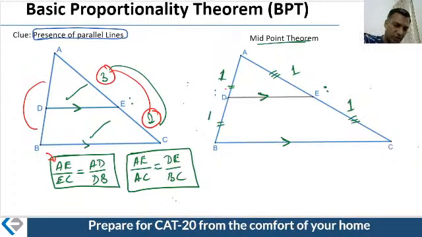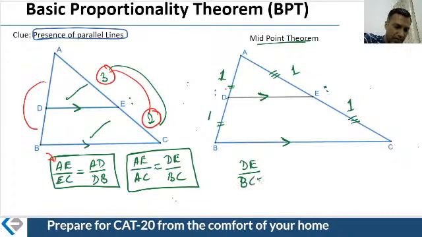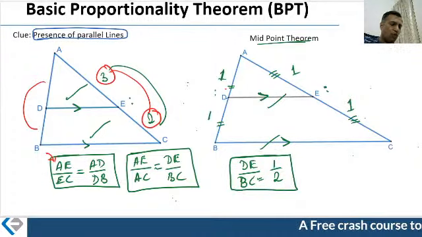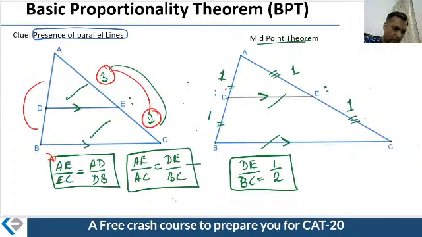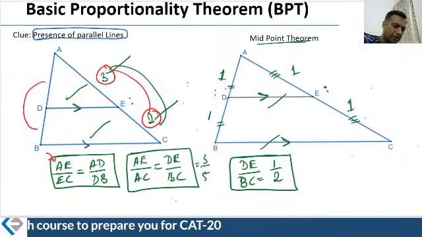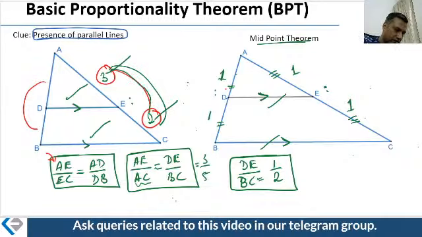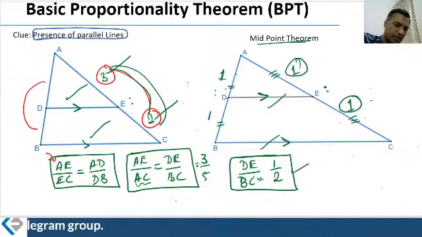By applying the same information, you can say that DE divided by BC would be in the ratio 1:2. Here we didn't know about DE is to BC because that depends on these numbers. In this question, this is nothing but 3 divided by 5, because BC corresponds to AC, and AC here is 3 plus 2, 5. But in the midpoint theorem, it is always going to be 1:2 because this is 1, this is 1, so the ratio is 1:1 plus 1, which is 1:2. All right, let's keep this in mind.